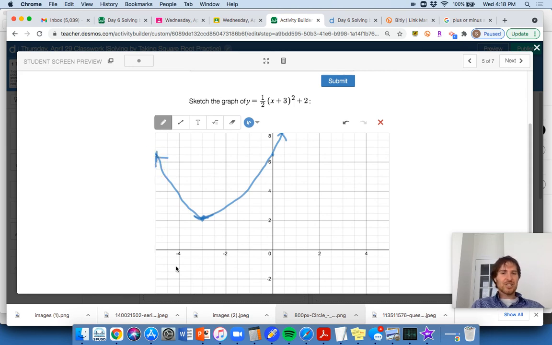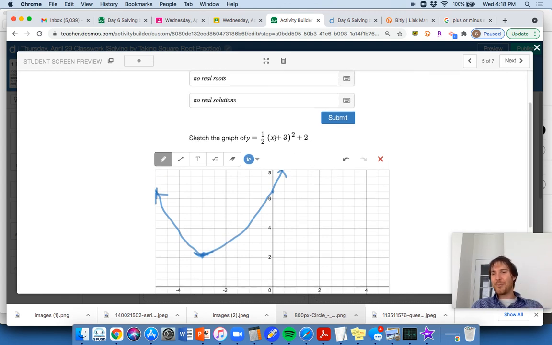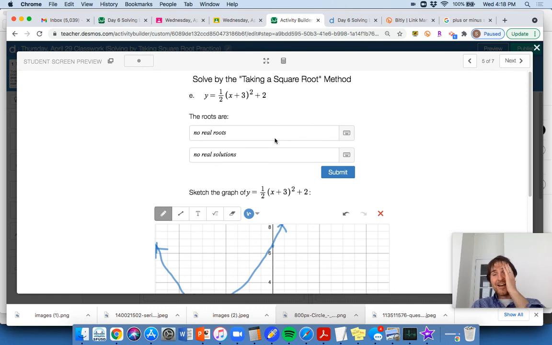The important thing is no x-intercepts here. That's why we couldn't solve it using the square root method. We have no real roots, therefore there'll be no x-intercepts presented to us on the graph.